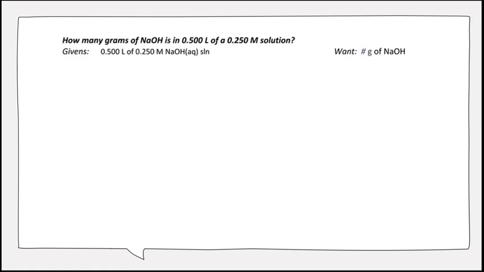So let's look at one more problem connecting grams to moles and then utilizing the moles and molarity as moles per liter. It is asking us how many grams of NaOH is in 0.500 liters of a 0.250 molar solution. So we know concentration and volume. And remember, we said that molarity is equal to moles divided by liters. Okay, nowhere in there does it get me to grams, or does it?